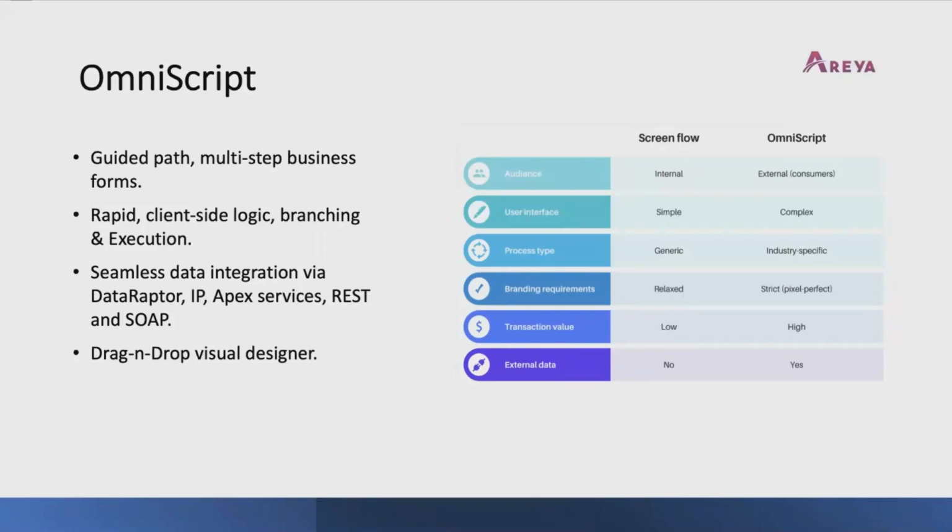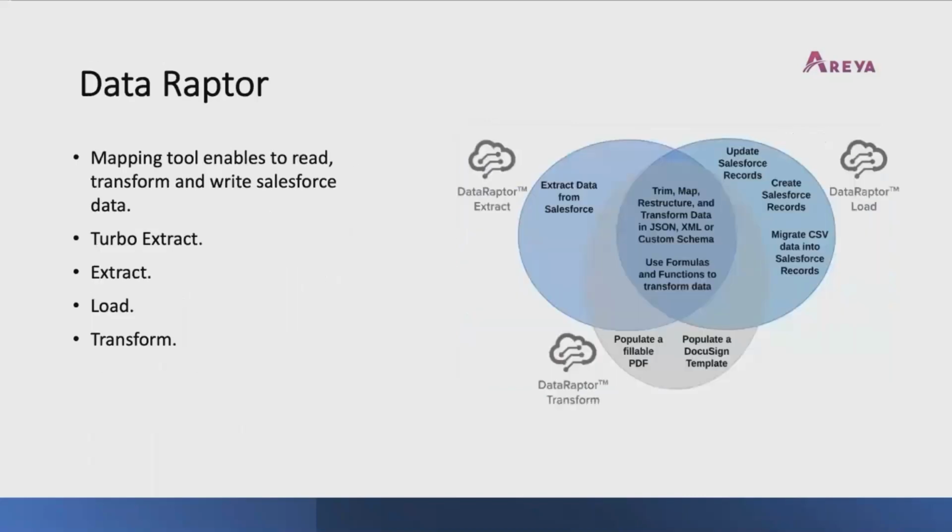We can get external data as well, but in the flow's case, we need to make use of an Apex class to get the data, and then we need to send it to the flow. But here we can directly make use of integration procedures and data raptors and get the data from the API. So let us go to the next point.